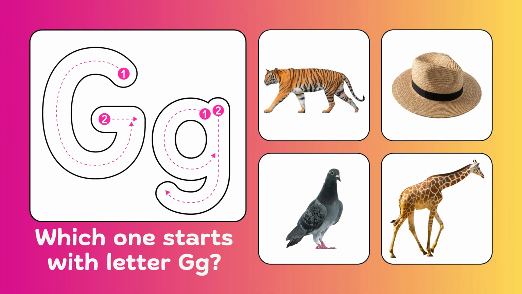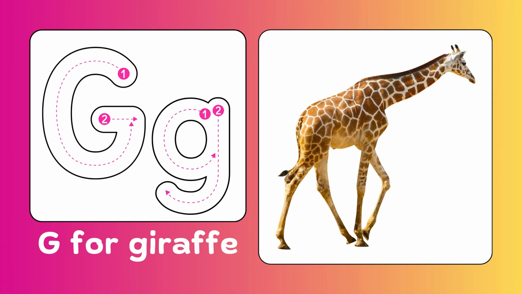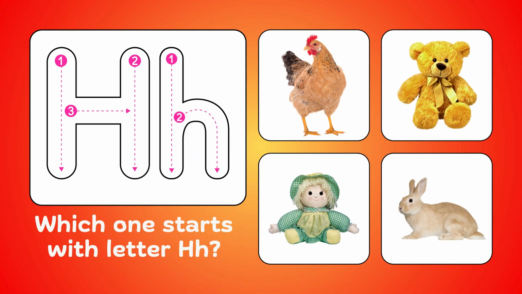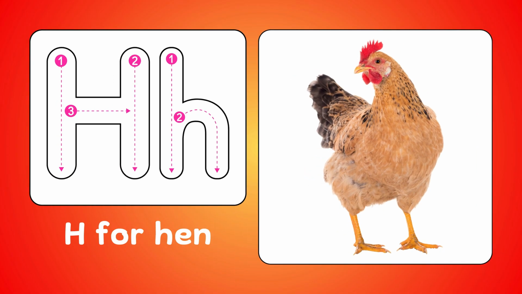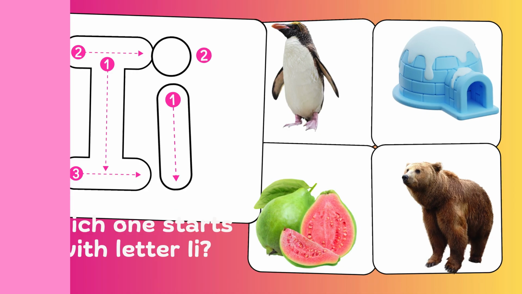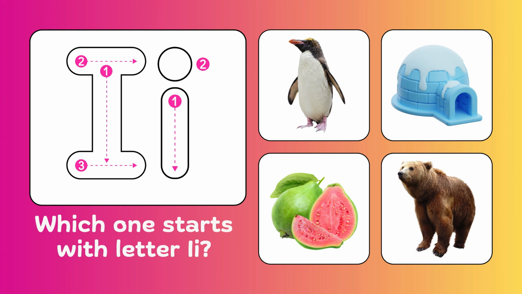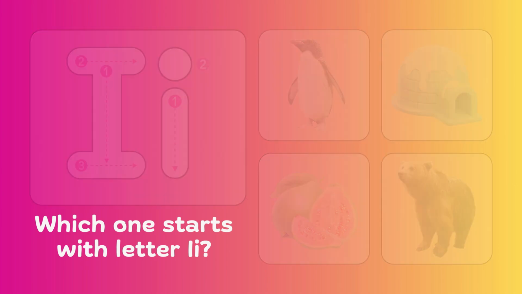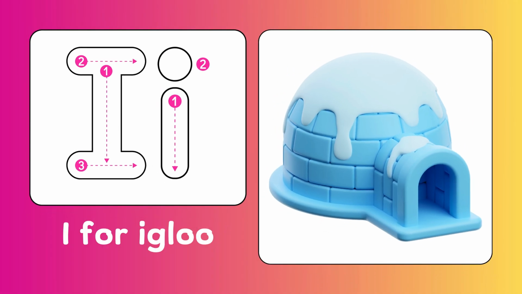Which one starts with the letter G? G for giraffe. Which one starts with the letter H? H for hen. Which one starts with the letter I? I for igloo.